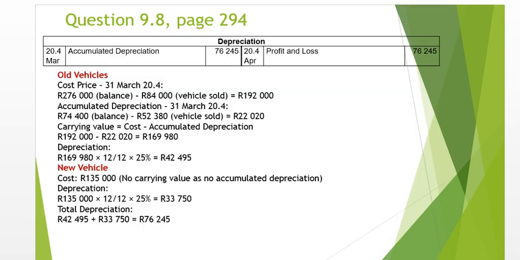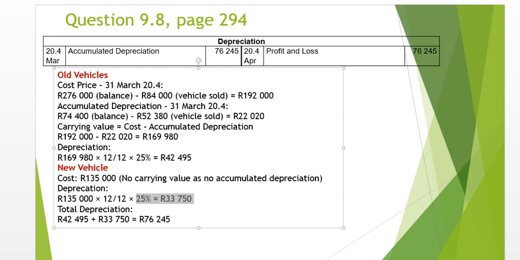on our new vehicle, we know that the cost price was 135,000 Rand. There's no carrying value because we bought it during the current financial year. So if we depreciate that, then we're just going to say 135,000 Rand multiplied by 12 out of 12 months in which we owned this vehicle, and multiplied by a rate of 25%. So this new vehicle's depreciation for the year was 33,750. Okay.